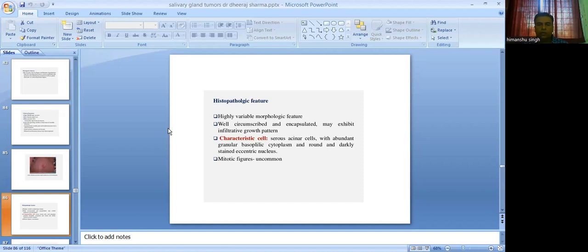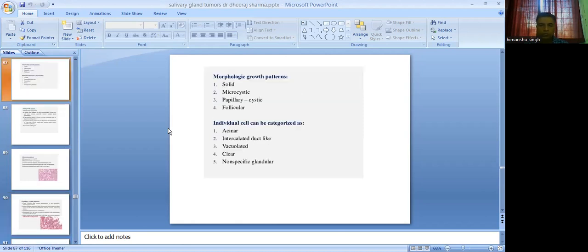The characteristic cell is the serous acinar cell with abundant granular basophilic cytoplasm with a round and darkly stained eccentric nucleus. Mitotic figures are shown. Now the morphological growth patterns are seen as solid, microcystic, papillary cystic, and follicular.